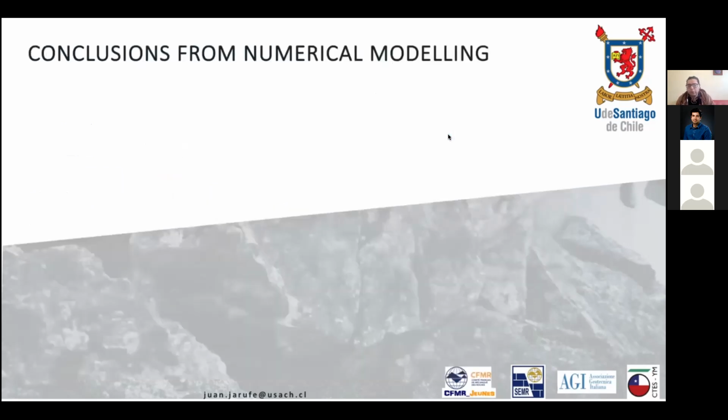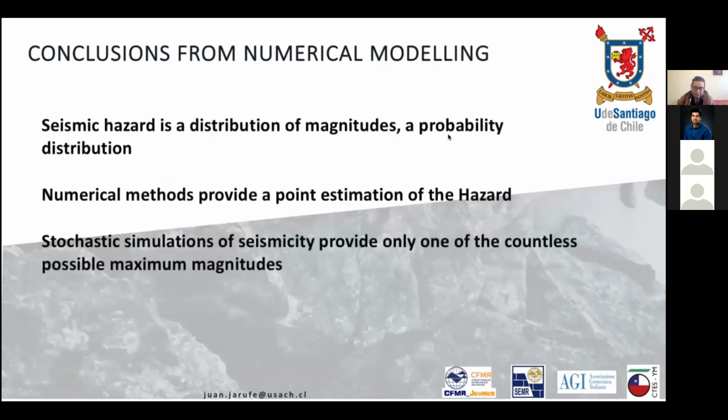So some conclusions from this literature review part are that seismic hazard is not just one number, it's a distribution of values. Numerical methods, some of those methods provide just one value, like the seismic moment of a specific step, and just that. And the other methods provide one of the possible distributions of seismic data, but we know that there are many other distributions.